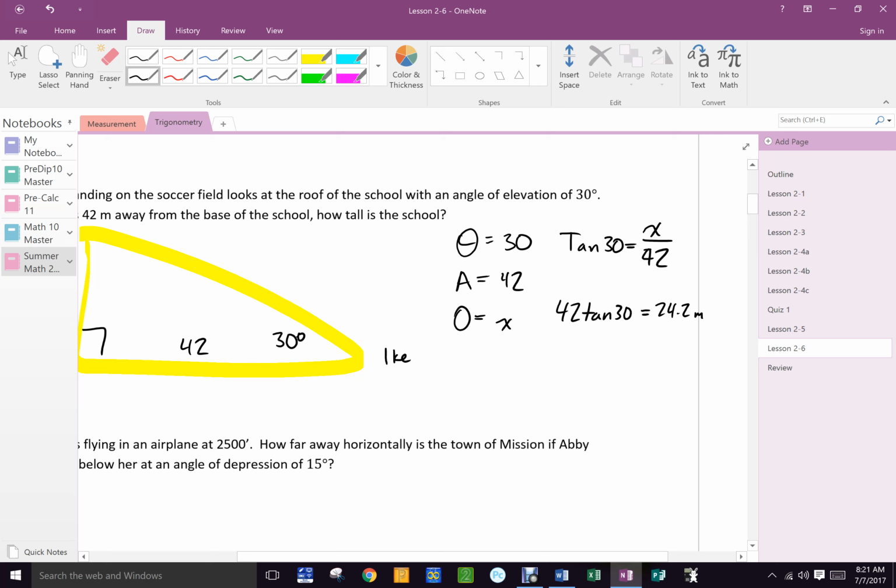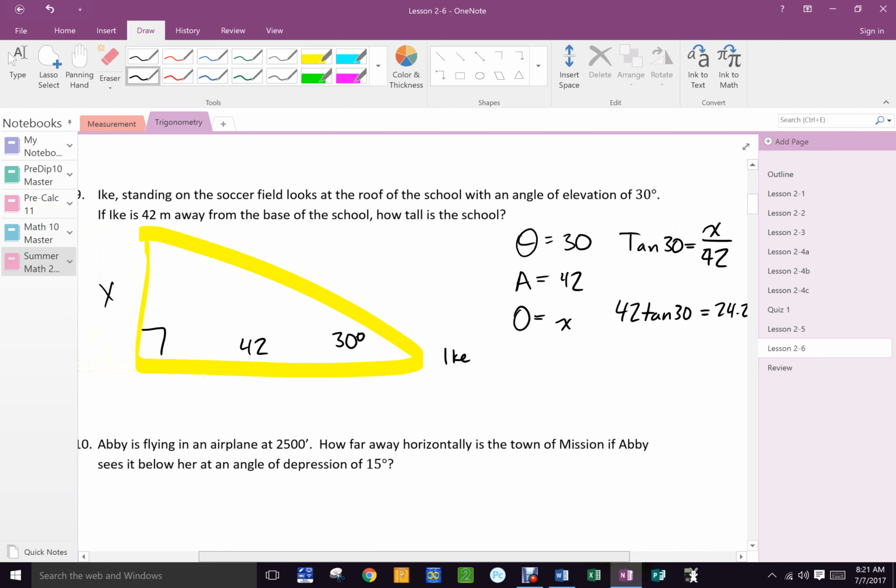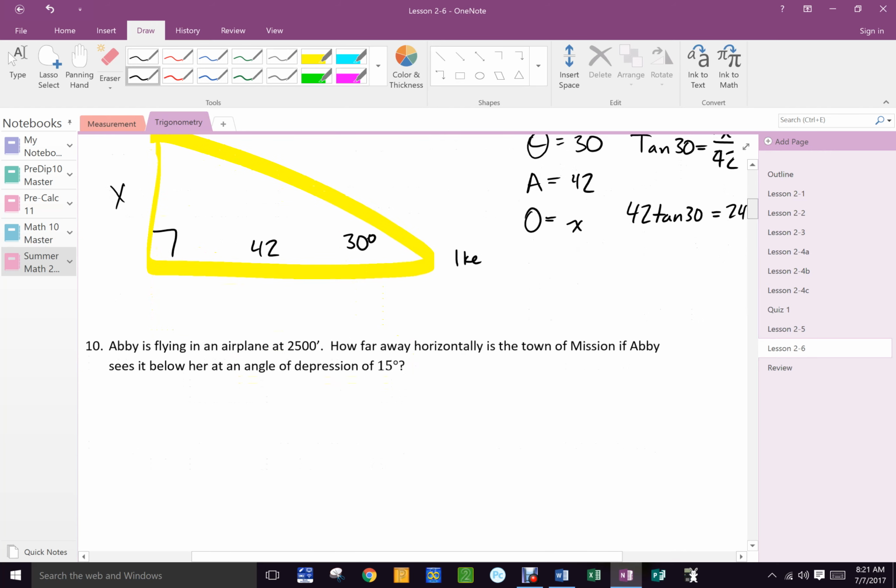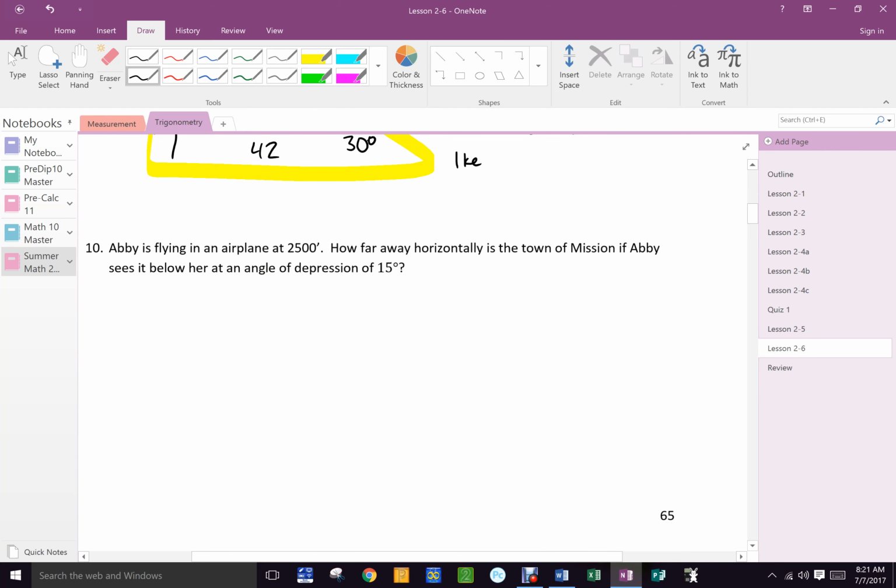24.2 meters. And that's how easy trig is. No matter what, you draw a triangle. That's it. All right. This next question people can't do very well.